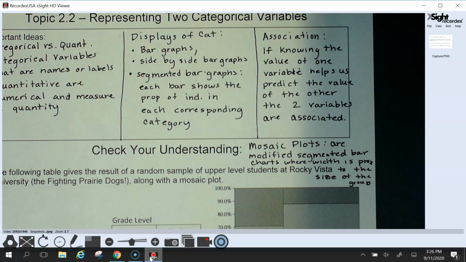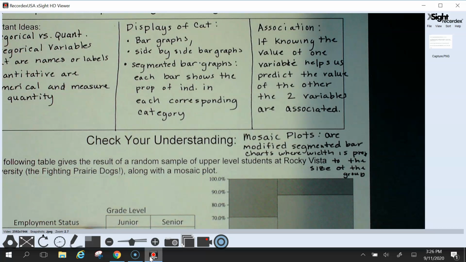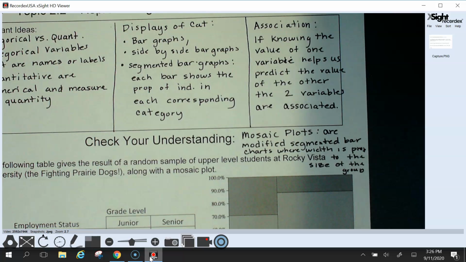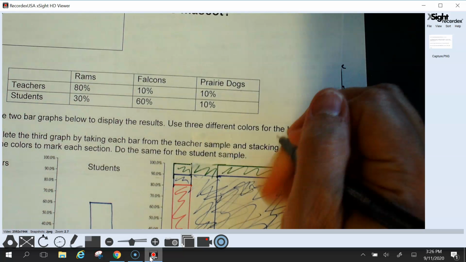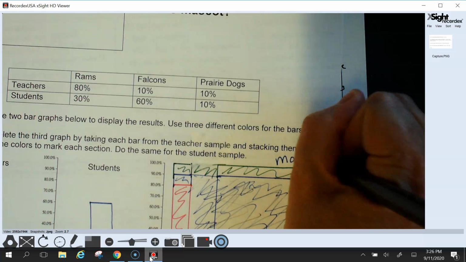Now, that segmented bar chart where we added the bars, that's called a mosaic plot. Okay, and that's a modified segmented bar chart where the widths are proportional to the size of the group. So going back to that, I actually don't have my red handy, but this is called a mosaic plot.